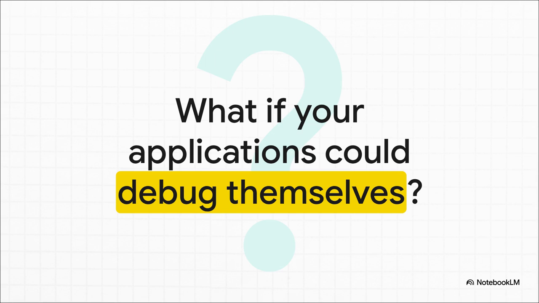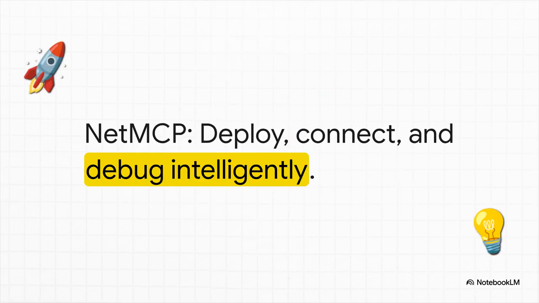And that really leads us to the final, kind of mind-blowing thought here. We started this by asking why our AI can't fix a simple bug, and now we get to ask a much more powerful question. What if, in the very near future, our applications could just debug themselves? That's the future NetMCP is building. It's an observability layer designed for this brand new world of agentic AI. A simple, powerful way to deploy your code, connect your AI, and finally start debugging intelligently.